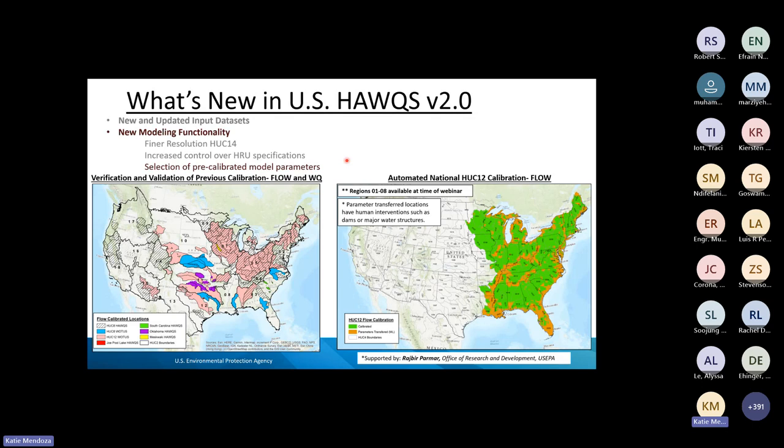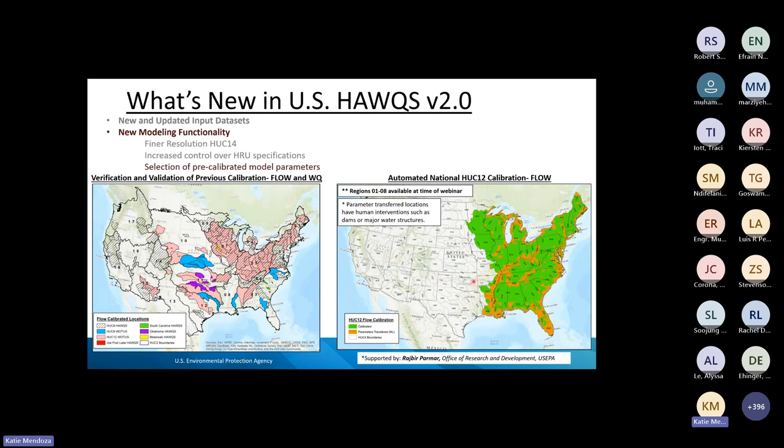Additionally, some new functionality is the ability to select the pre-calibrated model parameters. Within the HAWQS platform currently, we have a few different options to select for calibration. You can use any of the pre-calibrated watersheds, which were calibrated from either the HAWQS version 1 or some WOTUS applications, some of the state HAWQS that did calibration efforts. We included all of that in our national HAWQS. And so within your watershed, you have the ability to select which parameters you'd like to use.